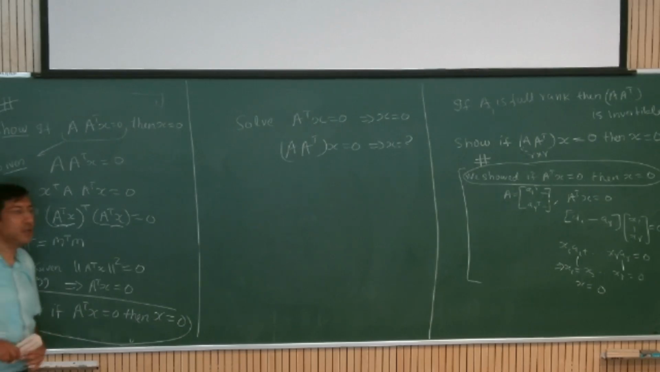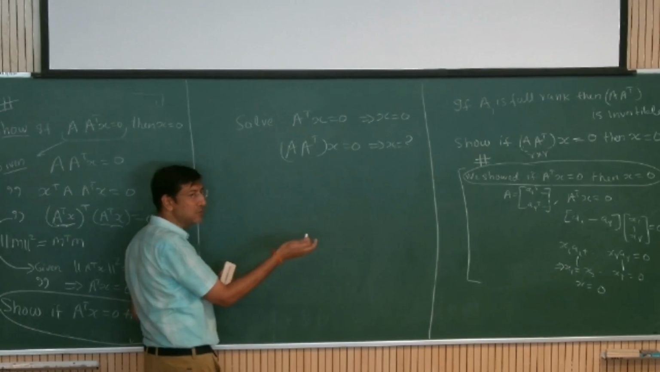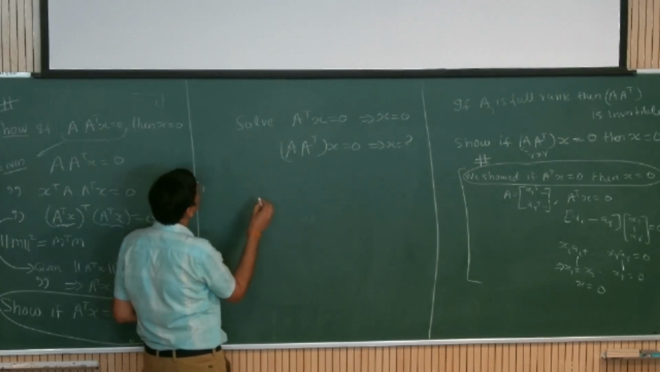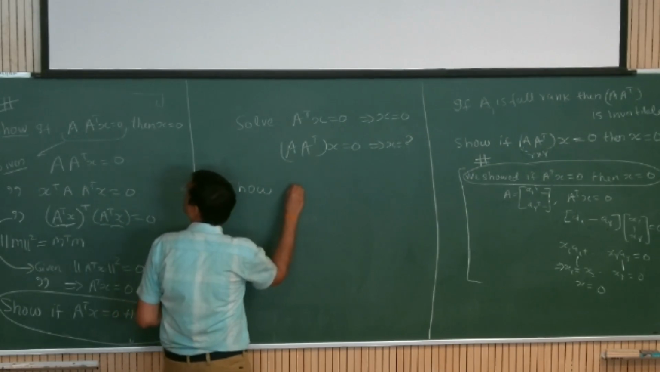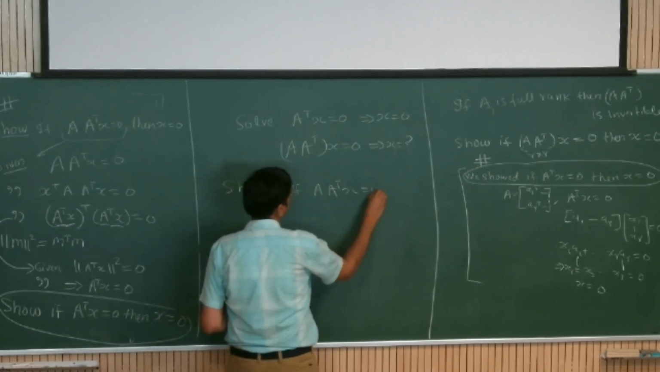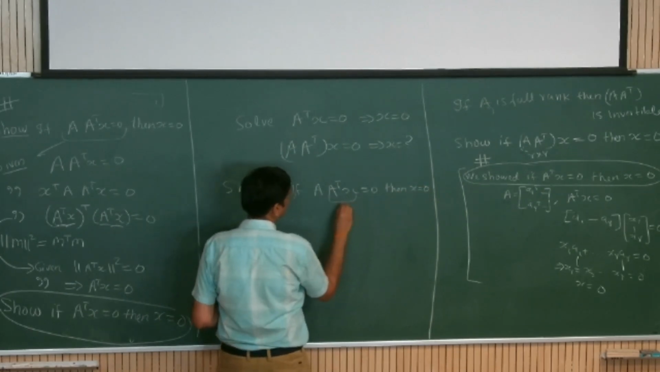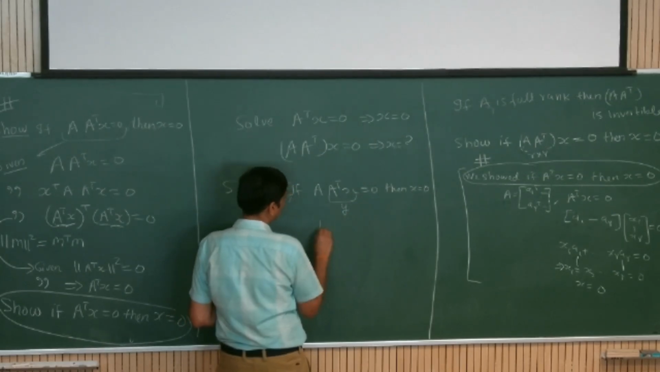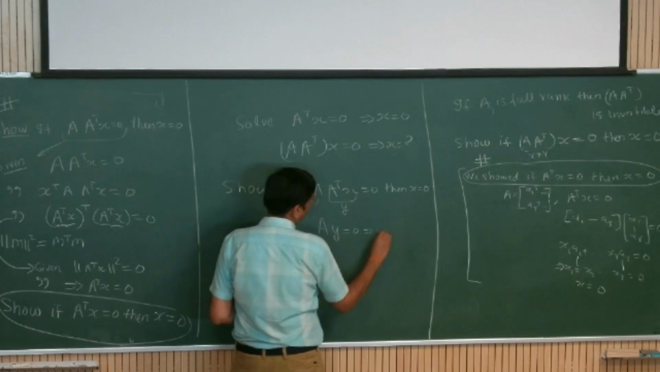Yes, what were you saying? Tell me. I was asking about some alternative. Of course we can do alternate ways. Tell me. Where I'm keeping A transpose x as y. Right. So if we have to show that A transpose x is equal to 0, then x is equal to 0, now you want to call this y. If Ay equal to 0, then y must be 0.